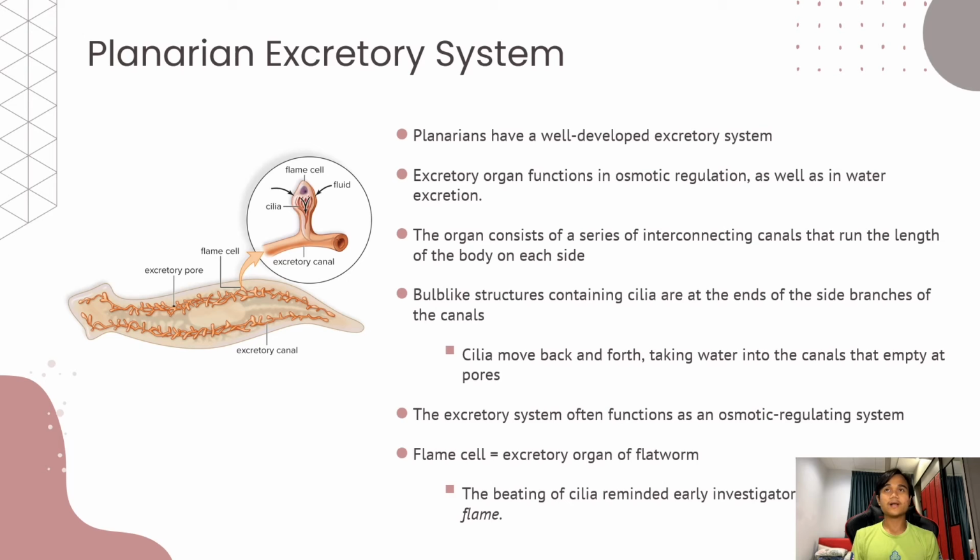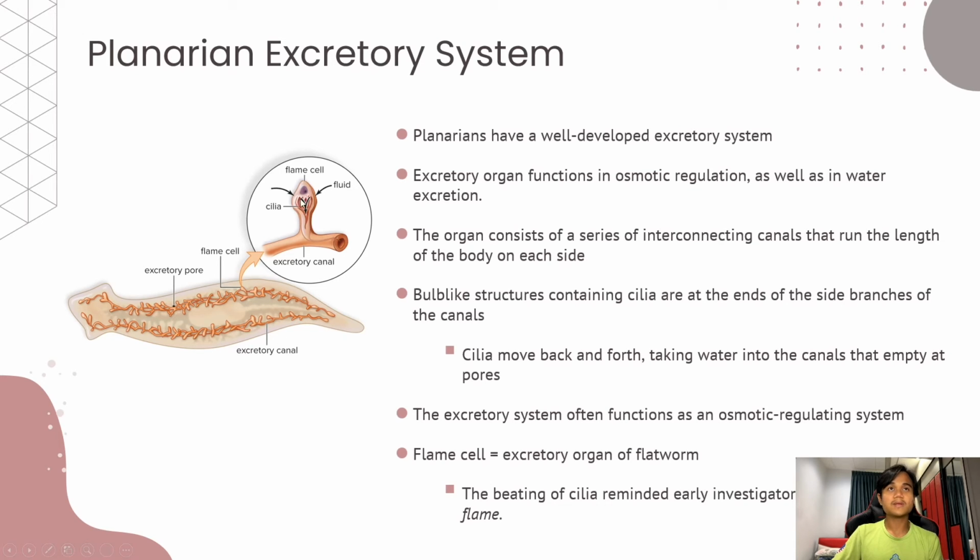Planarians have a well-developed excretory system. The excretory organs of the planarian function in osmotic regulation as well as in water excretion. The organ consists of a series of interconnecting canals that run the length of the body on each side. For example, over here you can see this is all of the excretory organ of the planarians, and it is on both sides. Blob-like structures containing cilia are at the ends of the side branches of the canal. This is the canal, and this is the blob-like structure over here.